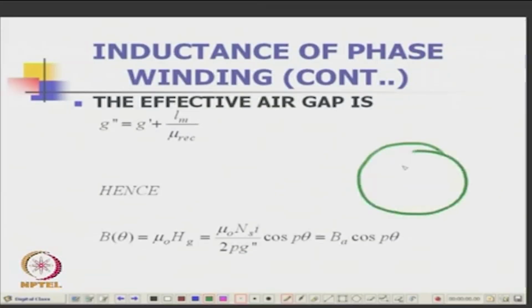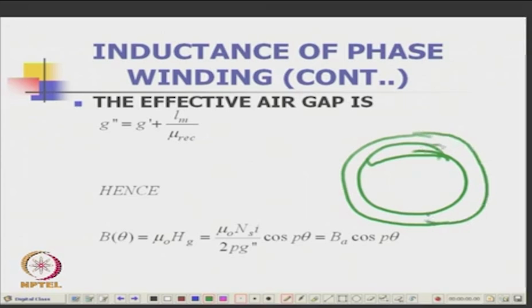Now, the gap length G, what length should you take? Do you take only whatever is remaining? Say you have a magnet here, and you have the stator surface. Now, this is G, is it not?